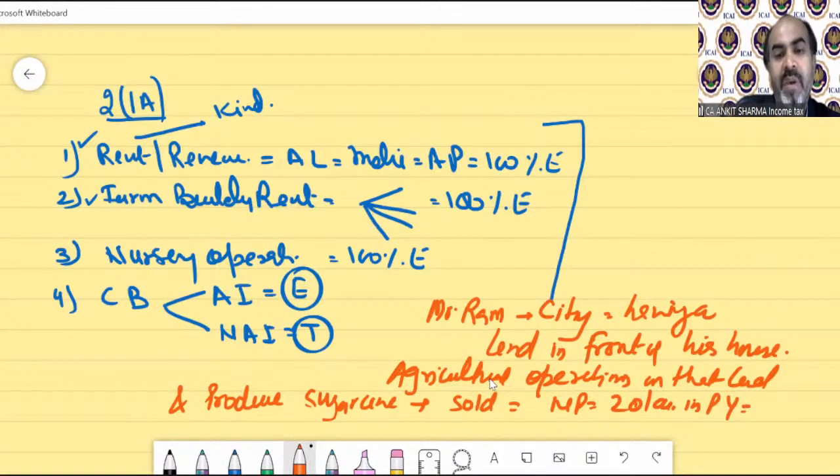So you need to tell me whether this 20 lakh rupees will be considered as his agricultural income or not. The question is clear. Mr. Ram lives in a city. He has a land in front of his house, and on that land he performed some agricultural activities and produced sugarcane. And after selling into the market, he got the revenue or profit of rupees 20 lakh in that previous year. So whether it will be treated as an agricultural income or not, this is the question. And let's see, can you answer it? It's a good one.